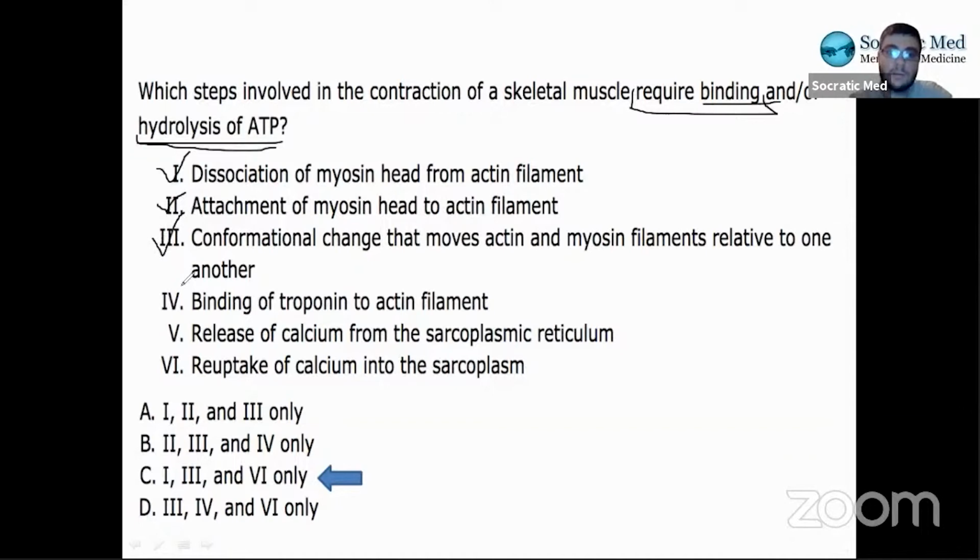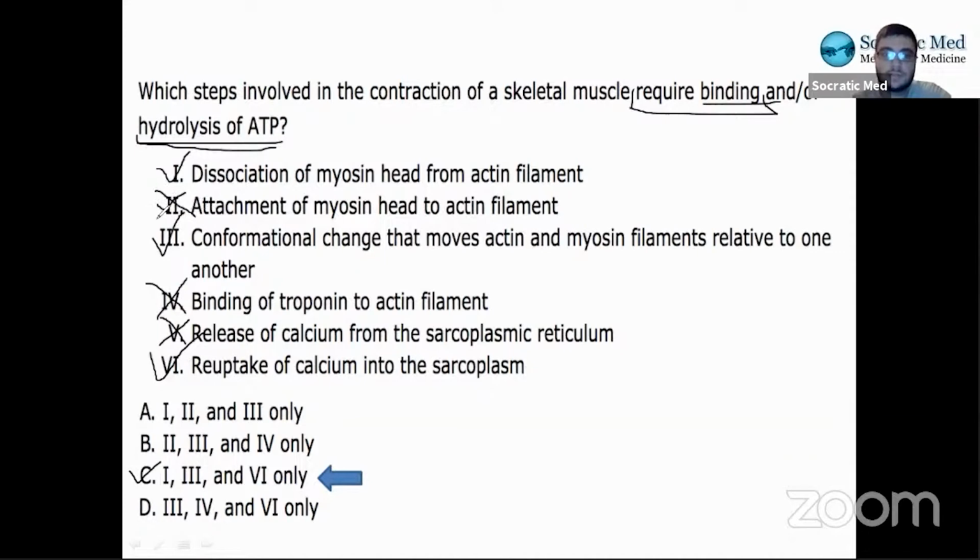Binding of troponin to the actin filament, nope, because troponin binds due to calcium, and it actually binds to tropomyosin due to actin. Release of calcium from the SR was an action potential, so you don't need ATP for that. Reuptake of calcium into the sarcoplasm: again, yes, because calcium concentration in the cytoplasm is low, so for reuptake you need active transport. Active transport requires ATP.